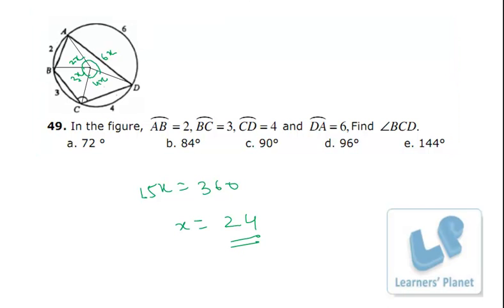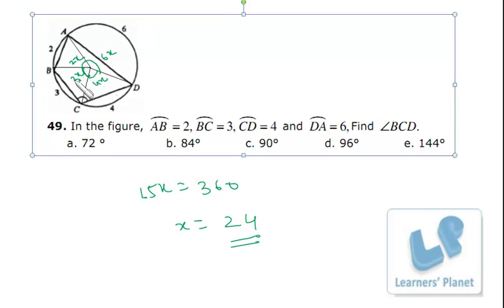Now we have to find out angle BCD. Angle BCD, that means this complete angle, right? Now if this angle is 3x, that means this angle is 72 degree, right? And OB and OC, both of them are radii. So 108 will be distributed between this angle and this angle equally, right? So this portion is 54 degree, right?